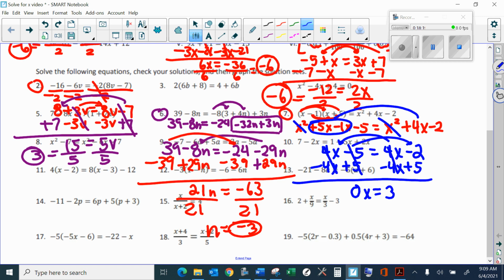Now, when you write 0x, it's easy to figure out the answer. It says 0 times what number gives me 3? 0 times anything is 0, right? So no solution. X equals no solution. See, if you just write 0 there, you might get confused on what the solution is. But when you put 0x there, then you say 0 times what number gives me 3? There is no number. So therefore, there's no solution. Okay.